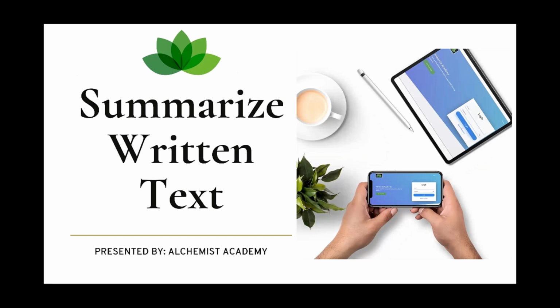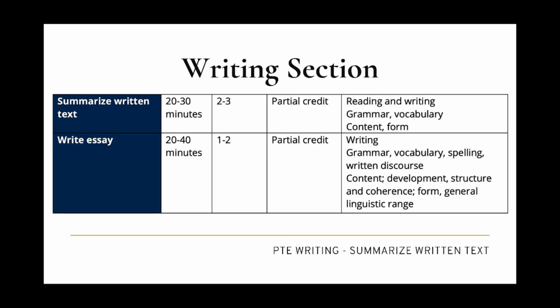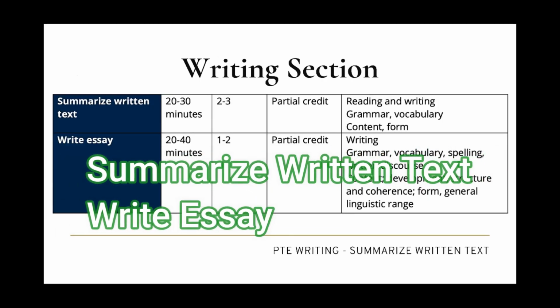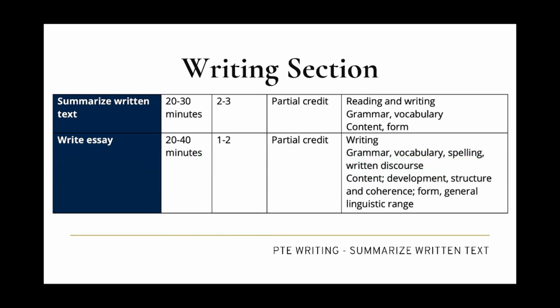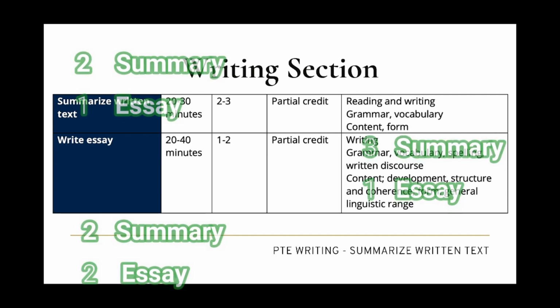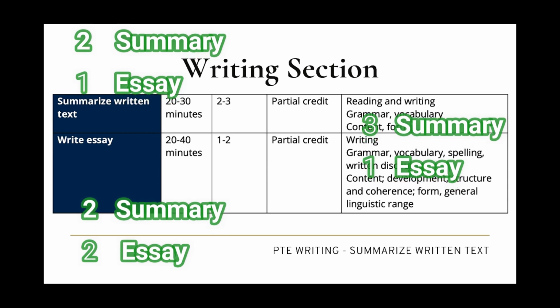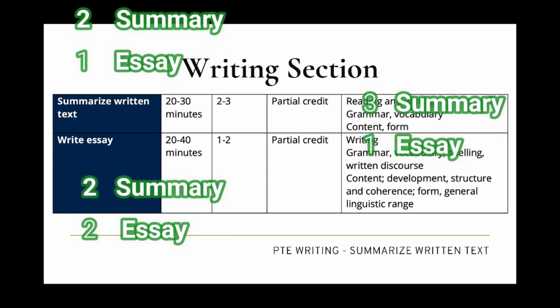Now, first thing first, under your writing section, you will have two different topics: summarized written text and essay writing. Now, in your summarized written text, you can have minimum 2, maximum 3 questions, and in your essay writing, you can have minimum 1, maximum 2 questions. So there is always a combination. Either you can have 2 summaries in 1 essay, or you can have 3 summaries in 1 essay, or you can have 2 summaries and 2 essays.